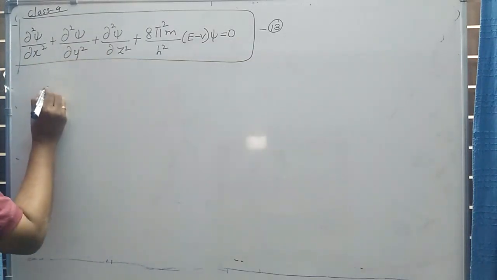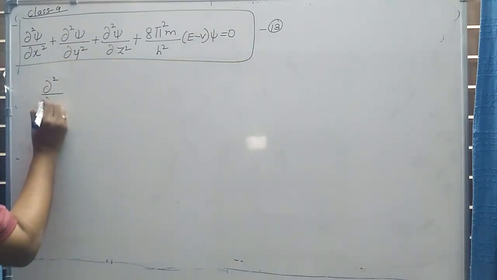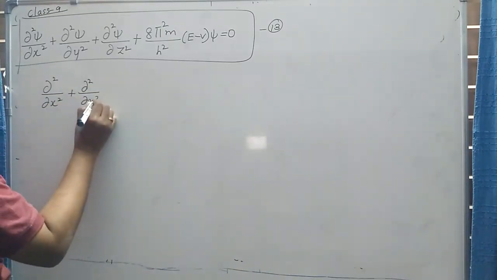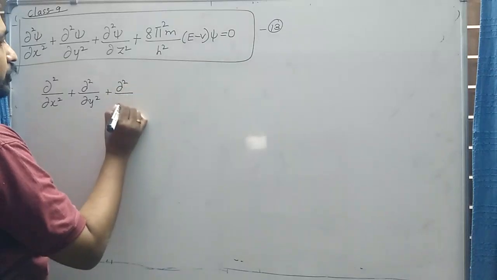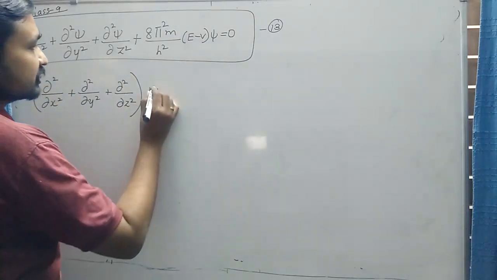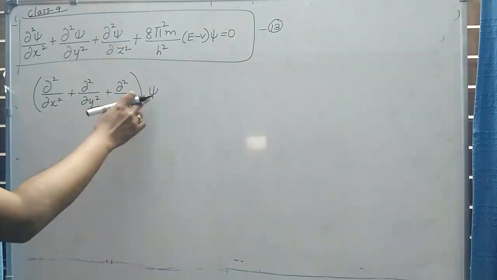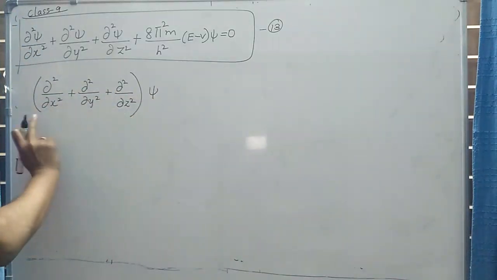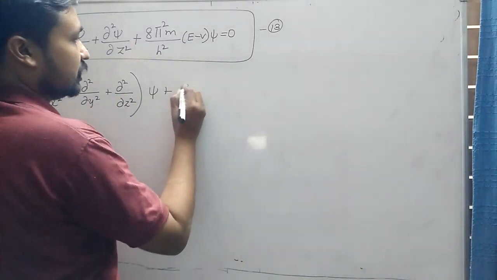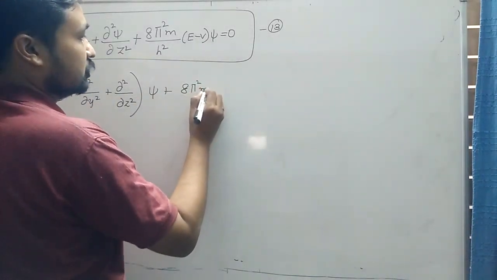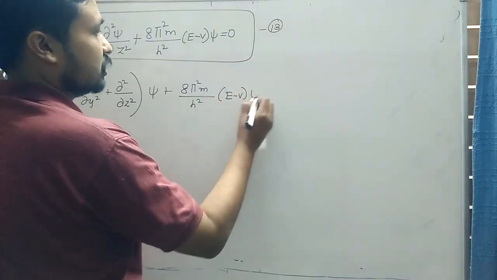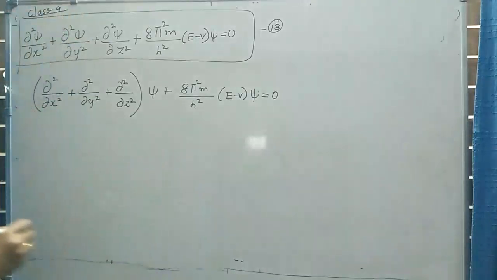So you can write it as del square by del x square plus del square by del y square plus del square by del z square of psi. We have removed this wave function psi as a common factor from all the three terms, plus 8 pi square m divided by h square into E minus V into psi is equal to 0.